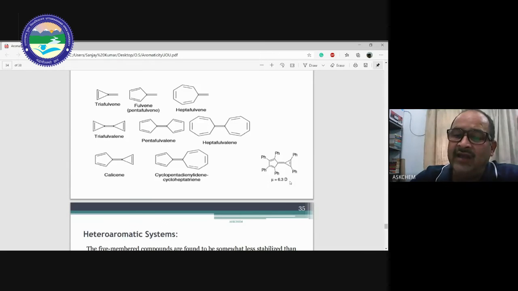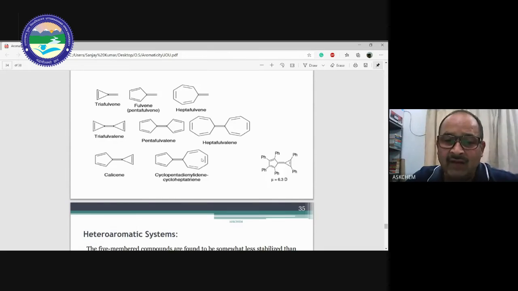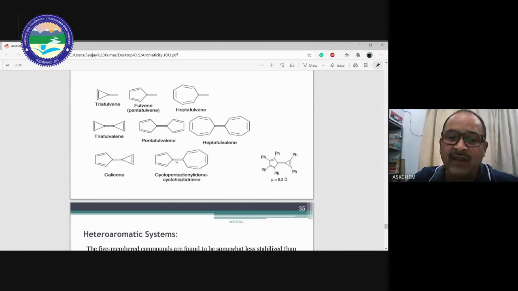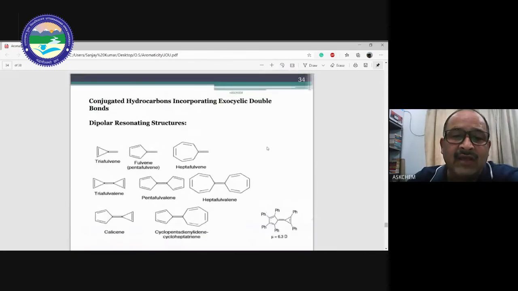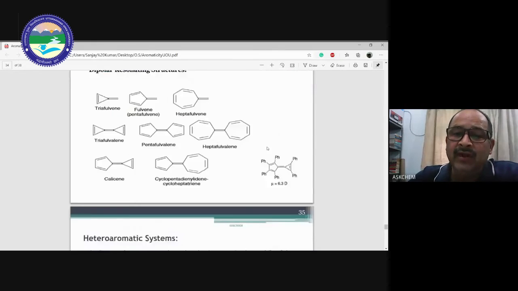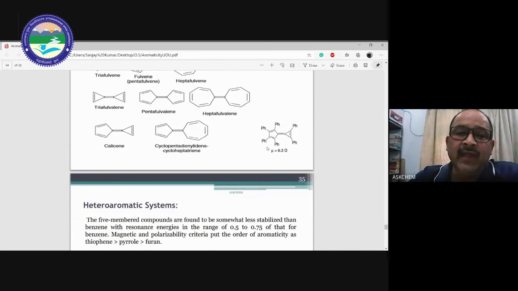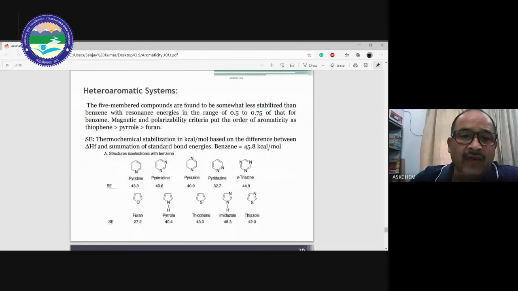It's very highly dipolar, 6.3 debye. And here also we have this cyclopentadienide anion part and cycloheptatrienyl cation part. So they exist in these conjugated hydrocarbons having an exocyclic double bond in a dipolar resonating structure on account of the relative stability of both or at least one of the rings due to aromaticity. Now we have another class, the heteroaromatic systems.